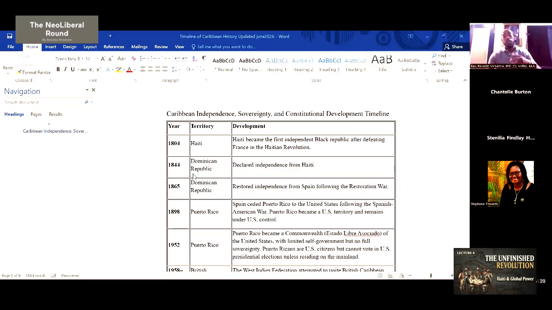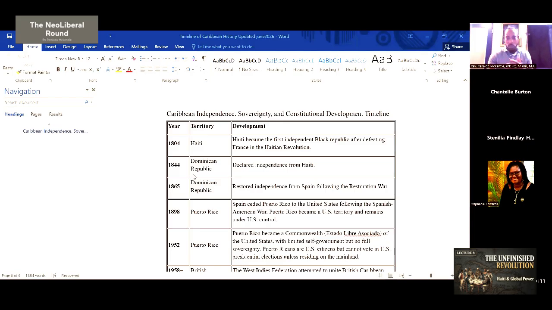1844, territory, Dominican Republic. The major development: they declared independence from Haiti, that's DR. 1865, the territory is Dominican Republic. The major development is that they restored independence from Spain, following the Restoration War. And please remember, in 1861 there was the annexation by Spain.